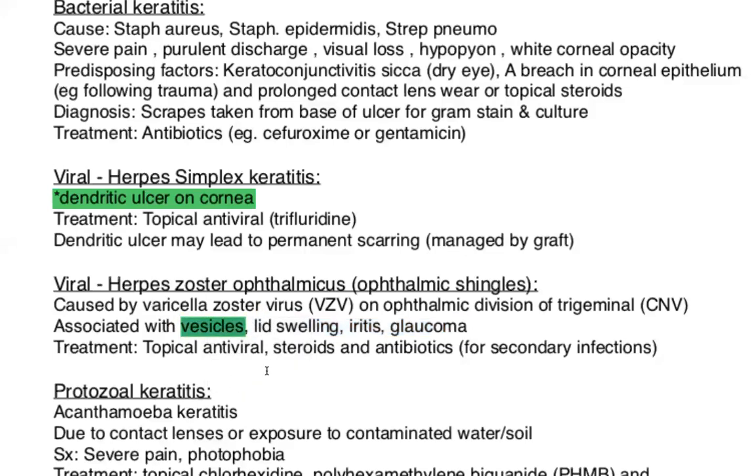If you can see the vesicles, so there are features of regular shingles along with a red eye, that's immediately herpes zoster ophthalmicus. Okay? Red eye, but with it also the vesicles of shingles. So the management is topical antiviral and steroids and antibiotics just in case a secondary infection happens.